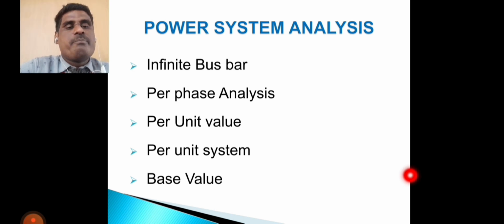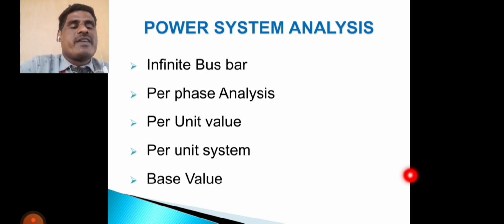And the next one is the per unit system. What is the per unit system? The entire per unit value is calculated in the power system network. The overall system value is calculated through this power system network. So, based on that power system network, it represents the per unit system.